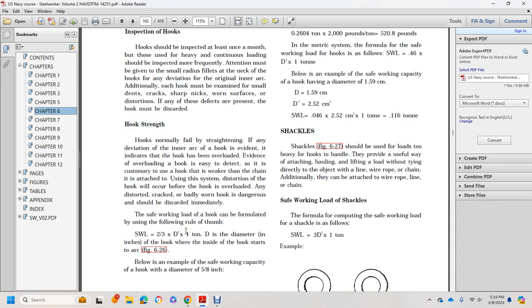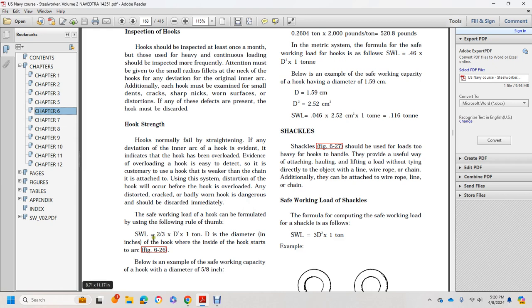A hook with a normal load shows no evidence of deviation in the inner arc. A deviation in the hook indicates evidence of overloading. Even if the hook of the wagon with the chain it's attached to, distortion of the hook will occur before the hook is overloaded to the point of cracking. A hook that is dangerous should be discarded immediately.